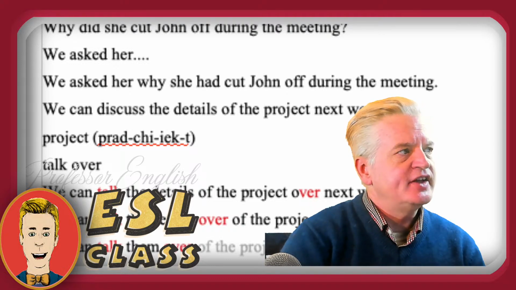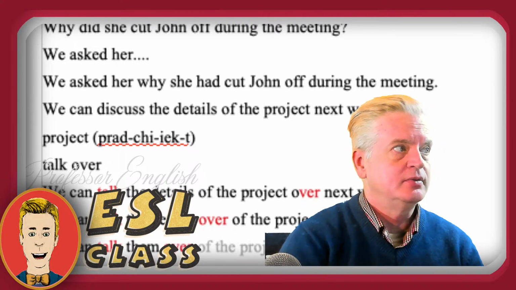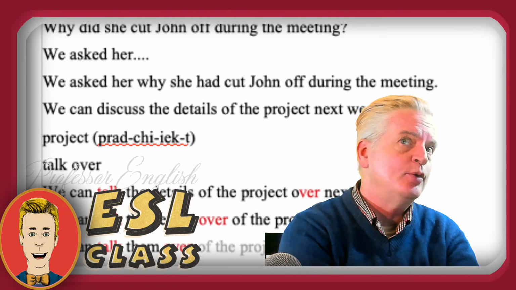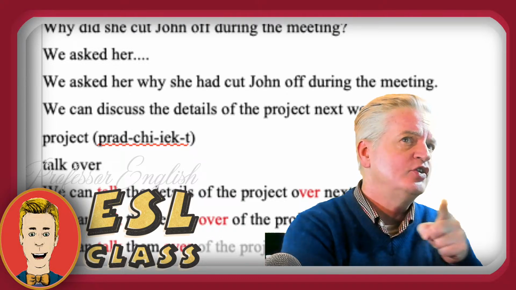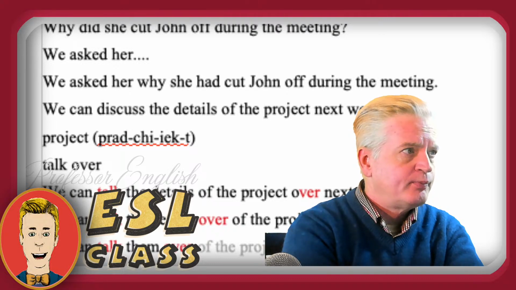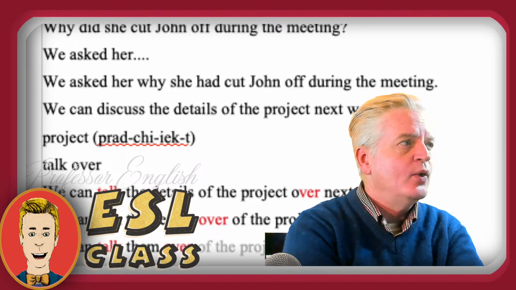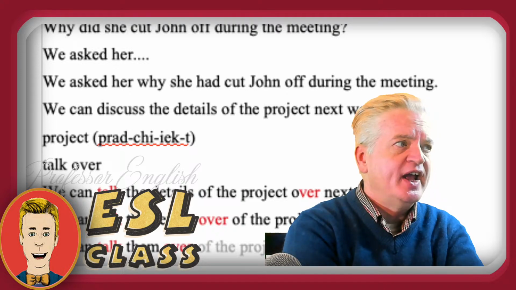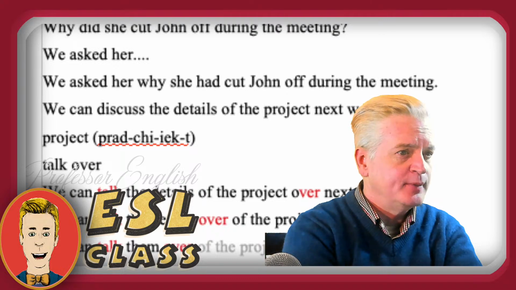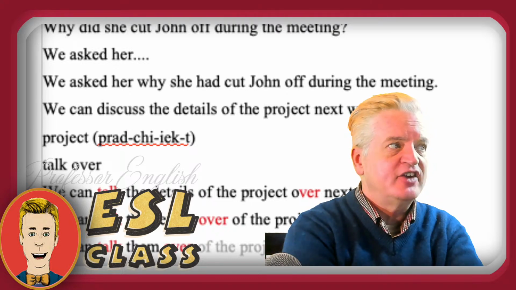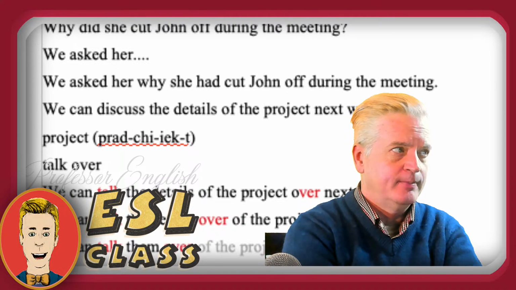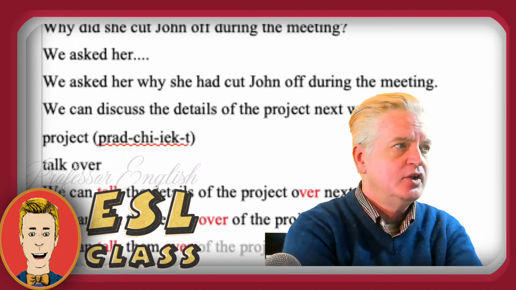Okay. Now let's do a reported speech question. So our original sentence, she cut John off, is in the simple past. You change simple past to past perfect. We asked her why she had cut John off during the meeting. And we can make a contraction with she had, she'd. We asked her why she'd cut John off during the meeting.